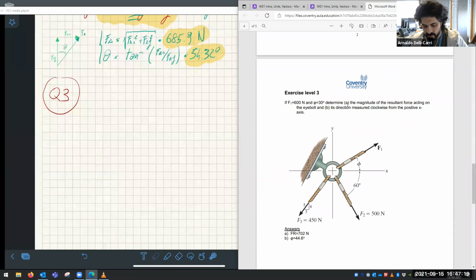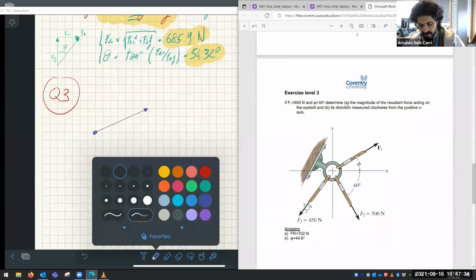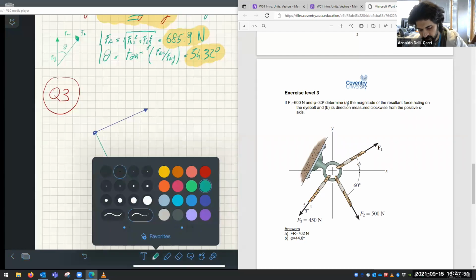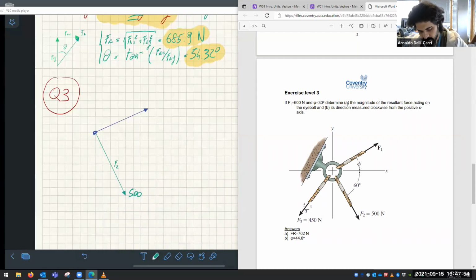All right, so let's draw this. This is the point where all the forces meet. And we have one F1, which is 600 at 30 degrees. So let's say this one. Then we have F2. Let's make it green, which is 500 at 60 degrees. So let's say this one, 600, so longer than this, at 50 degrees. So this is 500. This is F2. This is F1. And this is 600.